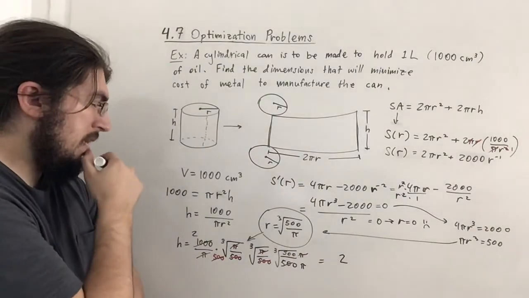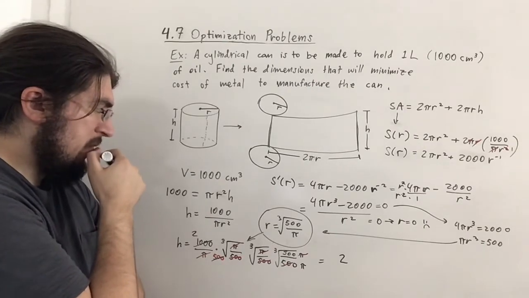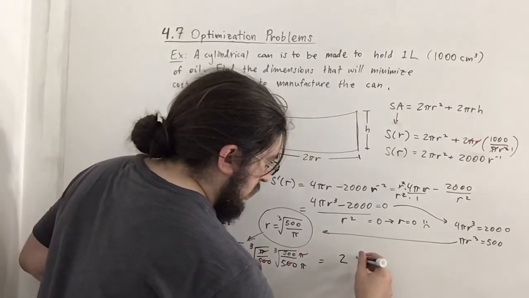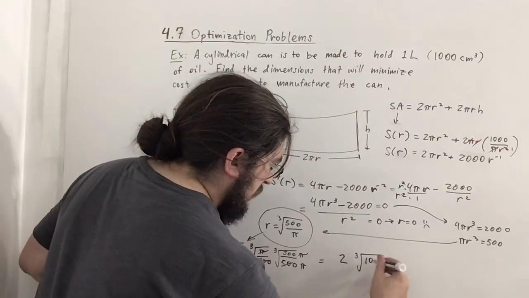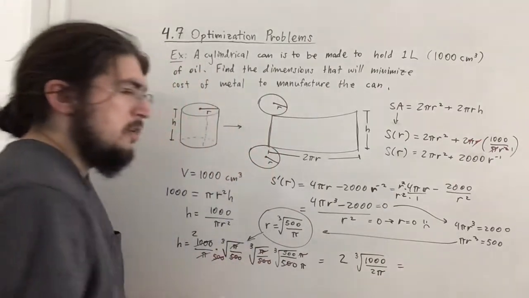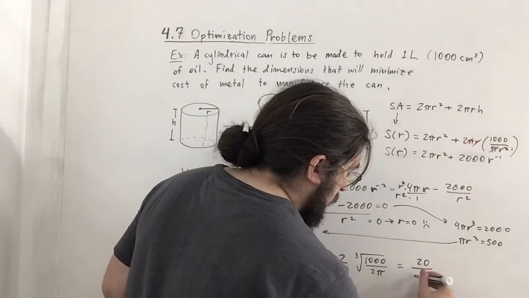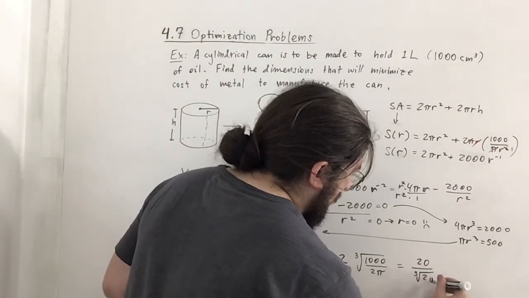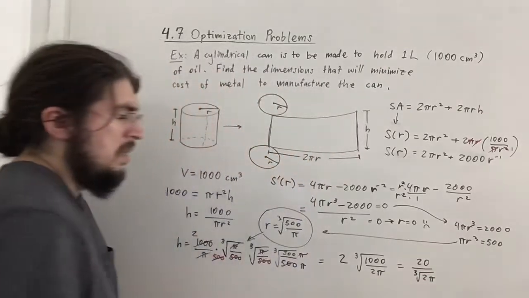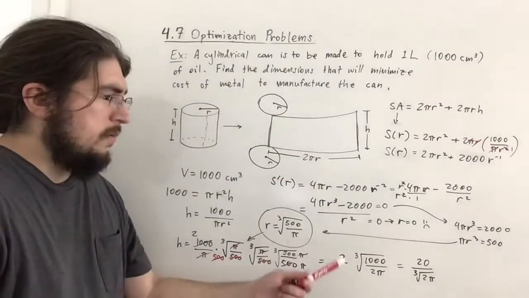But I think 500 you can write as 1000 over 2. So this is the cube root of 1000 over 2 pi. The reason I'm doing that is because the cube root of 1000 is just 10. So this is 20 over the cube root of 2 pi. Now there are a lot of different ways of writing this, and if you want to rationalize from here, you can even do that as well. I don't know if it's worth it. I think I'm just going to stop here, really.